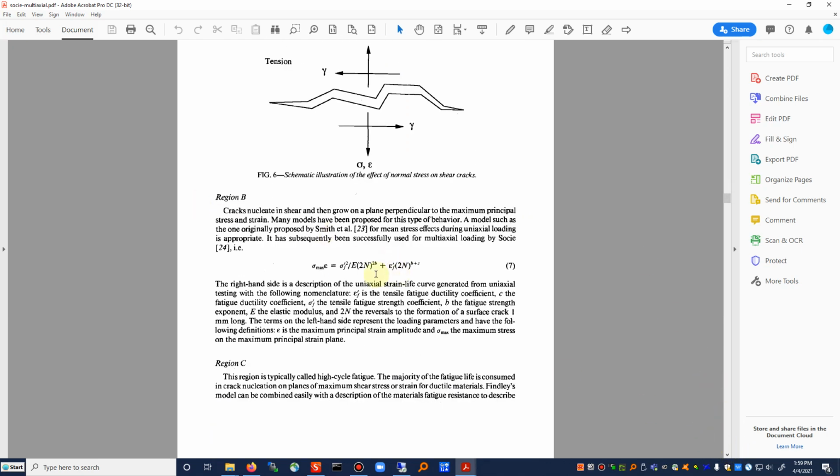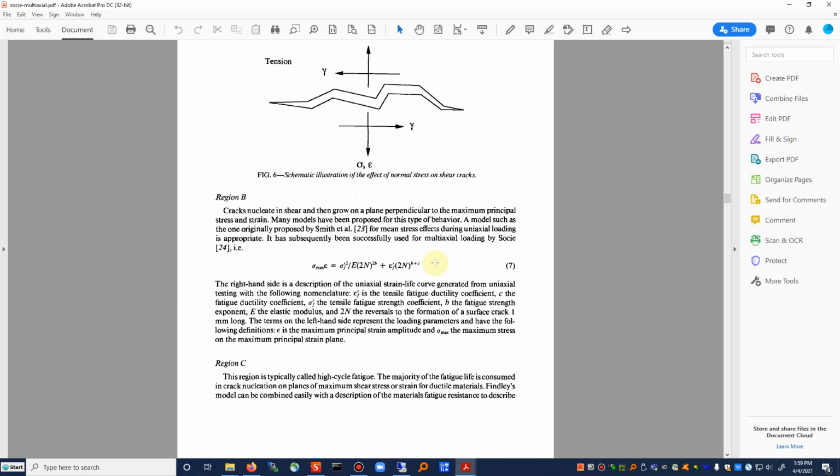Okay, now here we have a model for region B. Cracks nucleate in shear, then grow on a plane perpendicular to maximum principal stress and strain. And what we have is a Smith-Watson-Topper type parameter. Sigma max epsilon a is equal to sigma f prime squared over E times 2N to the 2b plus sigma f prime epsilon f prime times 2N to the b plus c.